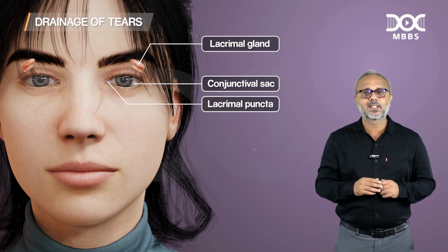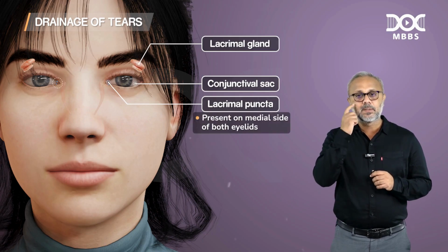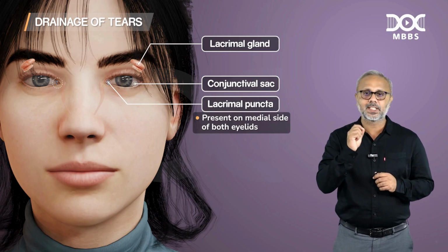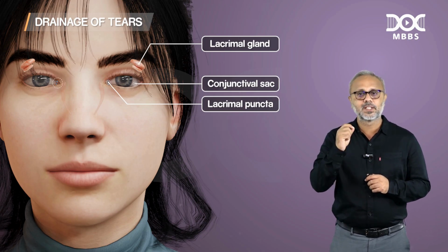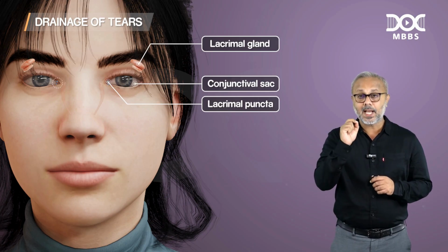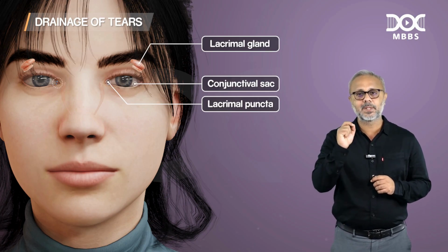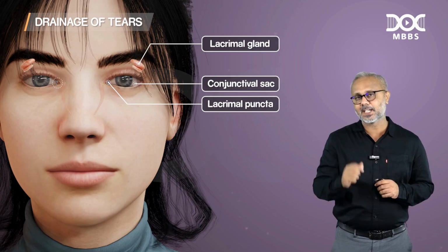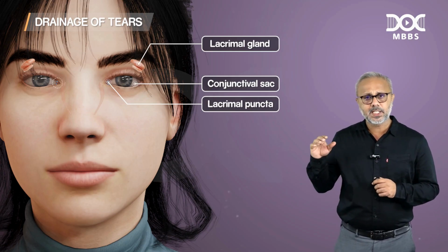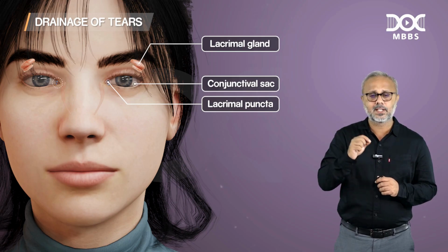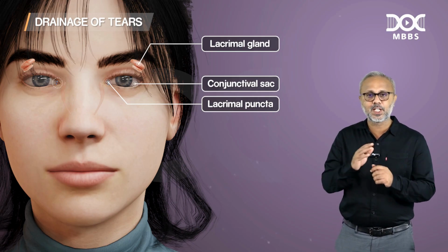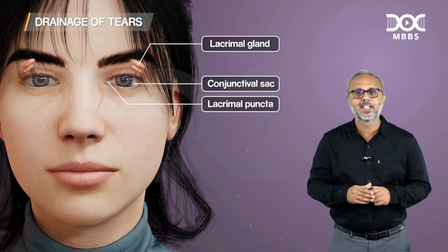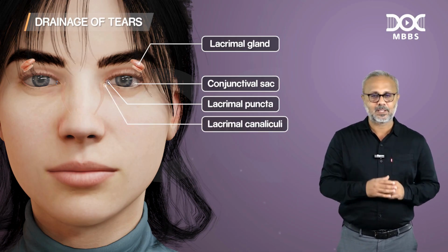The lacrimal puncta are located along the medial side of both the eyelids. So there are two puncta, one in the upper eyelid and one in the lower eyelid. You can actually identify these puncta by standing in front of a mirror. So the tears from the conjunctival sac enter the lacrimal puncta. From this, we have the drainage pathway which begins with the lacrimal canaliculi.